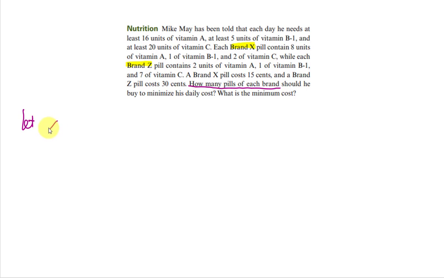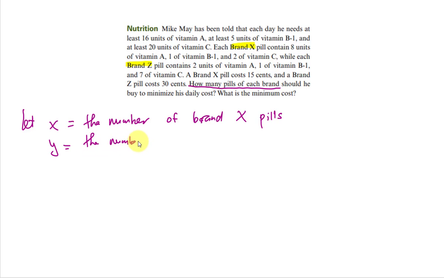So let X represent the number of the brand X pills, right? And then let Y be the number of the brand Z pills, because they ask you for the number of the pills. That's why you let X and Y represent the variables that we are looking for. Now there are the constraint requirements, and there is an objective function. So let's consider the constraints.